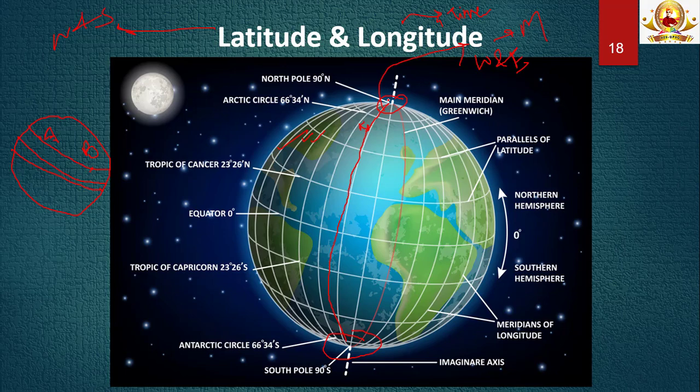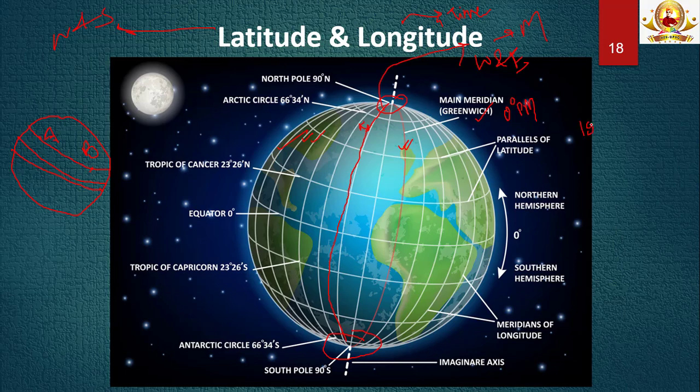The counting of the meridians will start from the longitude passing through Greenwich. Why was Greenwich selected? Because the British Royal Observatory is located at this place, so they decided that this will be called the prime meridian, or 0 degree meridian. Now we see that we can move east as well as west from the prime meridian, so we can count 180 degrees east and 180 degrees west from the prime meridian.